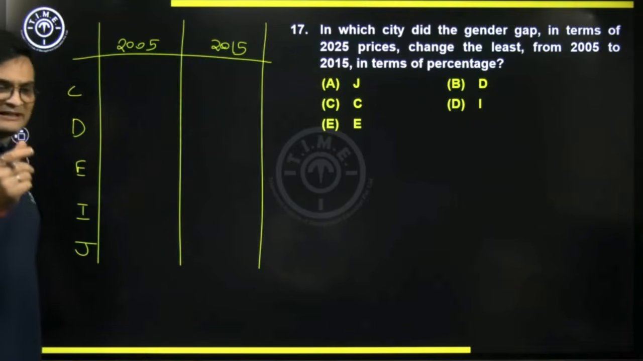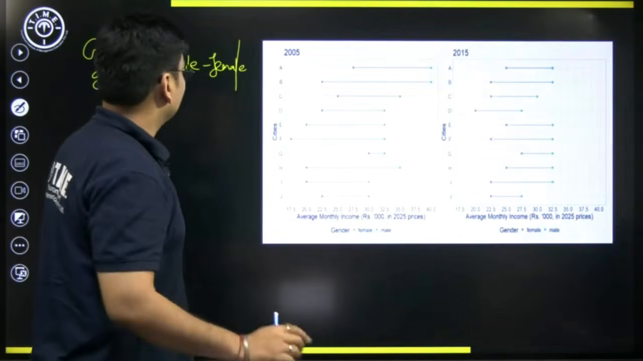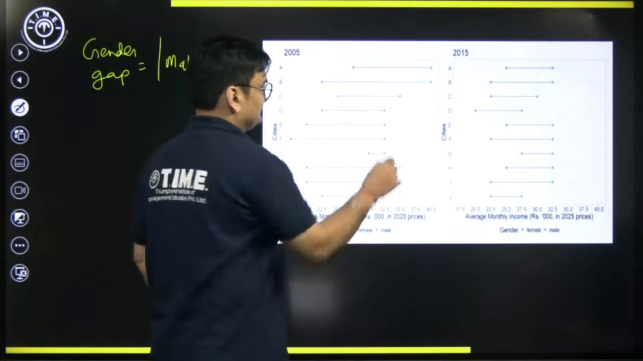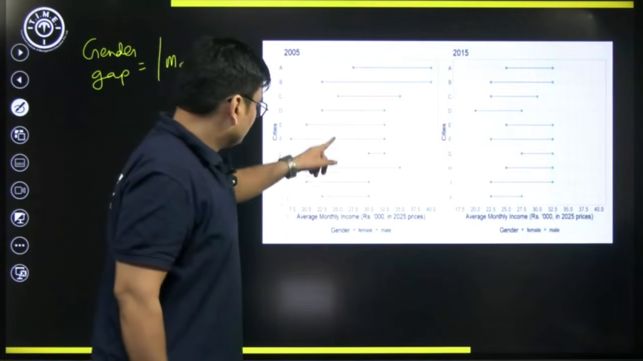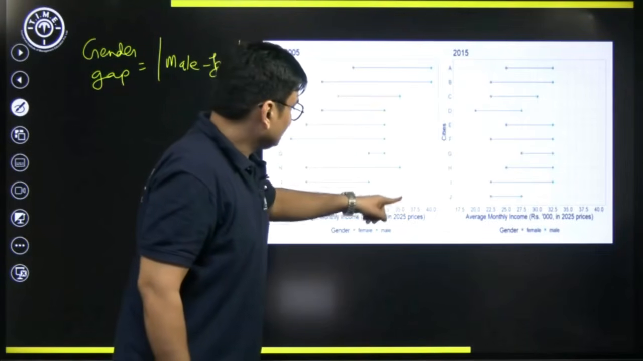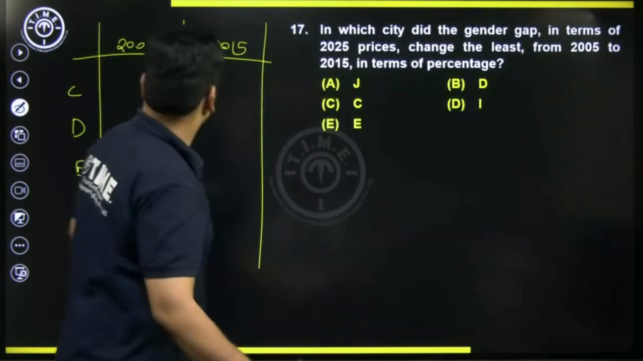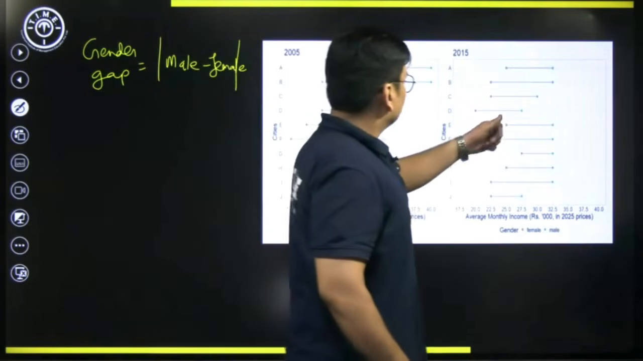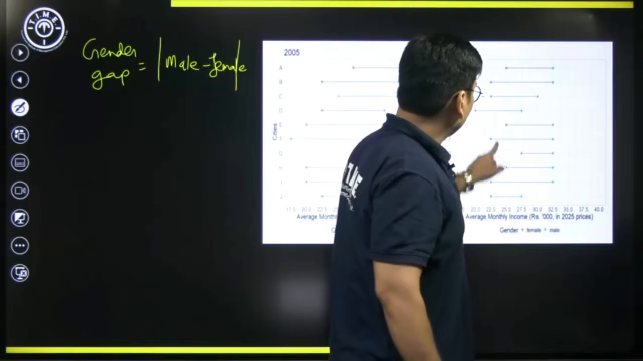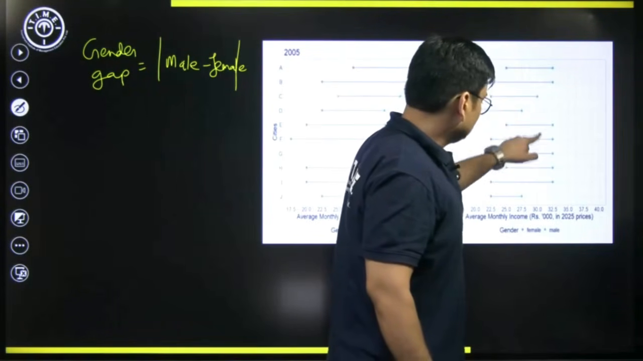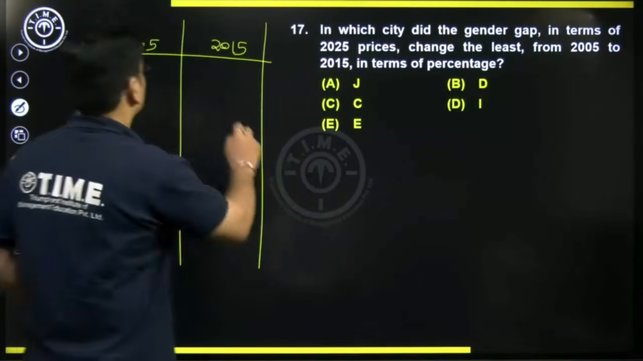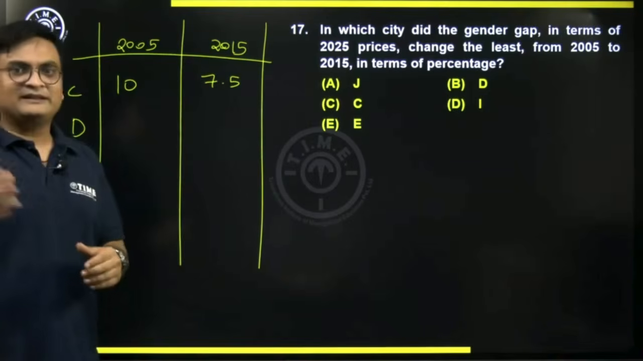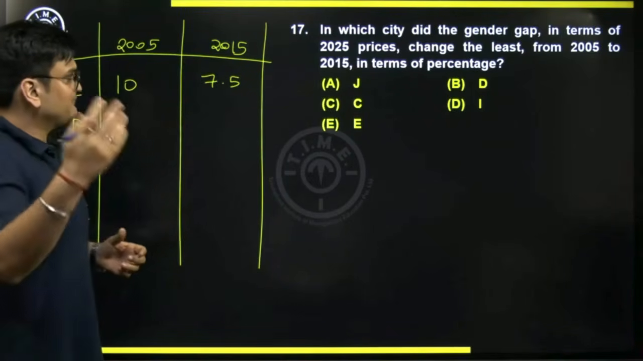Now, let us write down the gender gap numbers for C in 2005 and 2015. Now, if you notice C here, the gap is from here to here, which happens to be what? This is 25 and this is 35. So, the gap is 10,000. And here the gap is 22.5 and this is 30, so 7.5. 10,000 to 7.5 thousand in 2025 price terms, right?